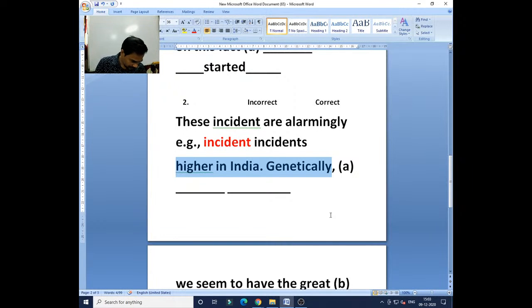Dhanasri, Shubham, are you there? Where is the mistake? Highly, it is incorrect. The word highly is incorrect. We can't make it fit in the sentence over here. Just think for a while, what should be the correct answer? These incidents are alarmingly higher in India.